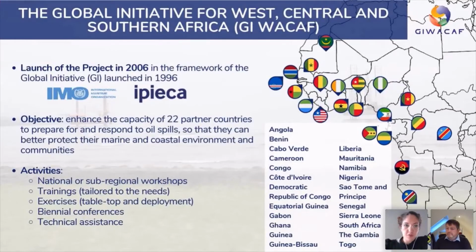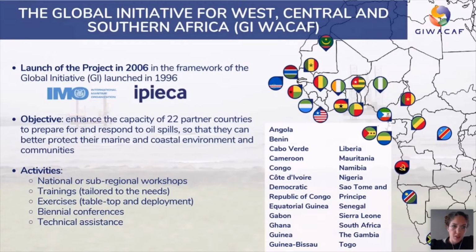Let me first introduce the GI WACAF project, the Global Initiative for West, Central and Southern Africa. It's a project that was put forth by the IMO and ITOPF. The IMO is the International Maritime Organization, the United Nations specialized agency that is responsible for navigation safety and the protection of the marine environment. And ITOPF is the association of actors of the oil and gas industry to promote environmental and social performance.